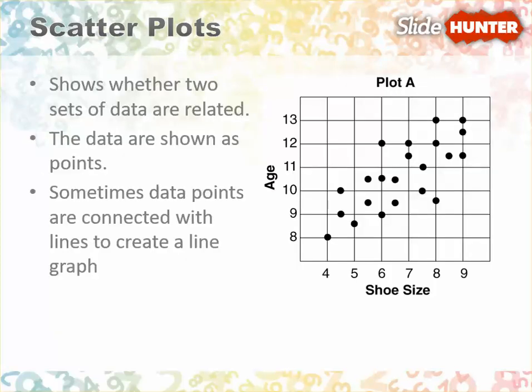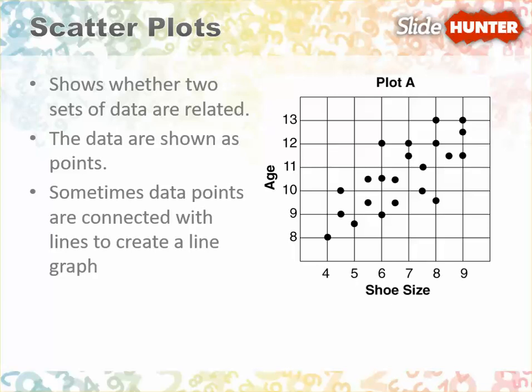Now, the reason we're graphing points is to talk about a new kind of graph called scatter plots. And a scatter plot shows two sets of related data. So we graph the data as individual points, and sometimes we might connect those points and make a line graph.